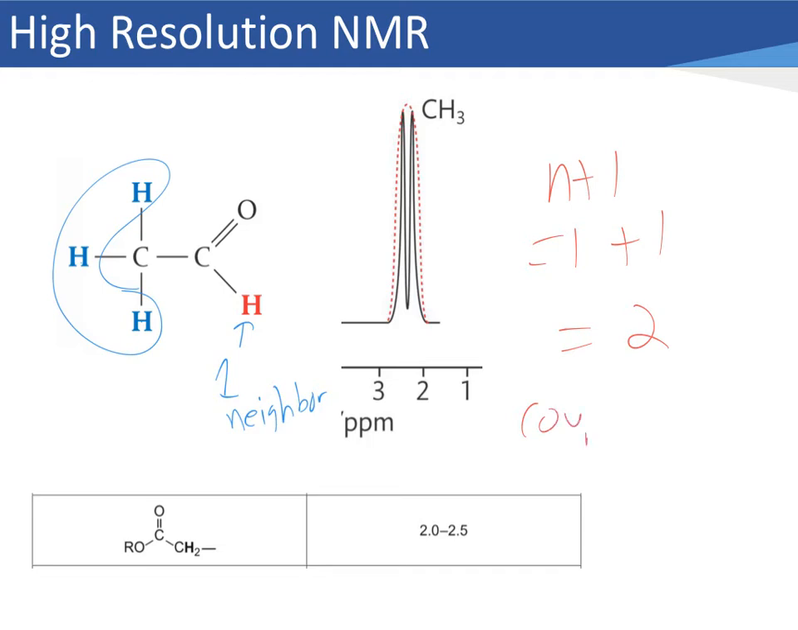And that will form what is often called a doublet. We can see it here in this trace. I have 2 narrow peaks that have the same height. So these 2 peaks mean that there is 1 neighbor. And that next to a carbonyl tends to be around 2 to 2.5, and that's what we've got here.